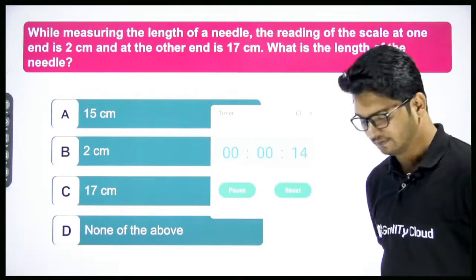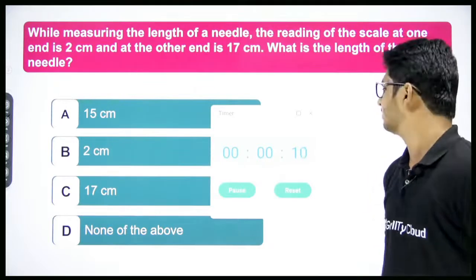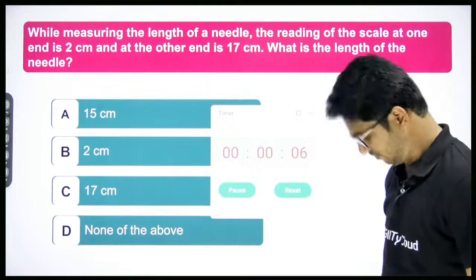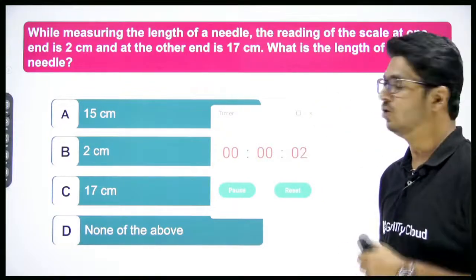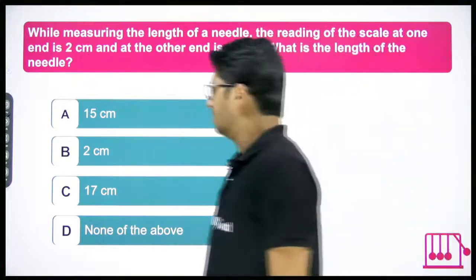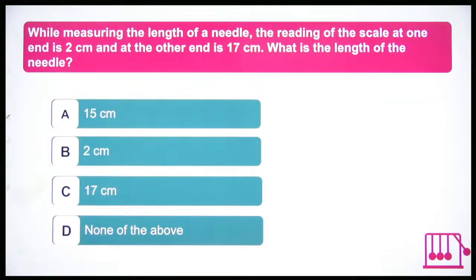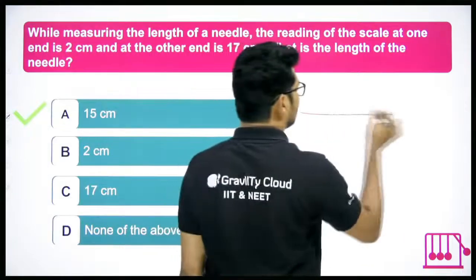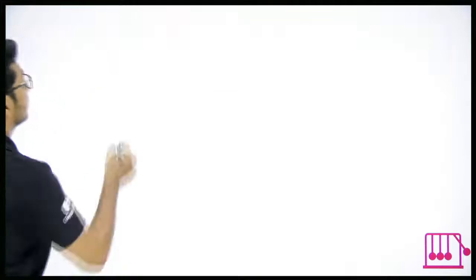15 seconds more. 10 seconds. 5, 4, 3, 2, 1. The time is up. So the correct answer is option A, 15 centimeter. But how? Let me explain. See, it's like this. You have a straight line. I'll do it in the next page.